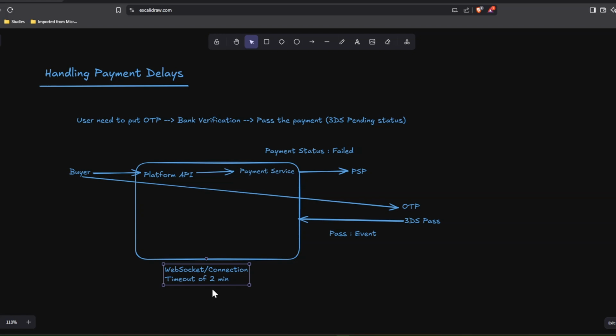So while handling payment delay, using a WebSocket or even SSE, server sent events, is very much required. Or you can even design your own webhook, which you keep on polling every 2-3 seconds for the next 2 minutes. But WebSocket is one of the tried and tested mechanisms in this kind of process: while handling payment delays, I create a WebSocket from my client to the PSP server, and it will keep on listening for a given stipulated time period.